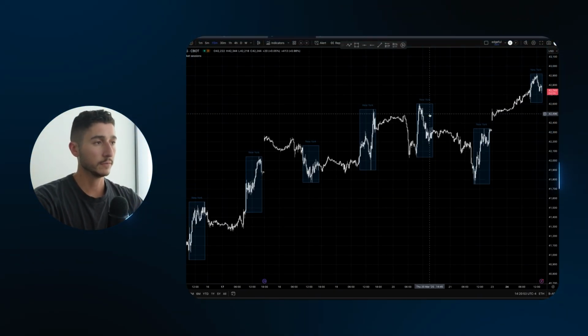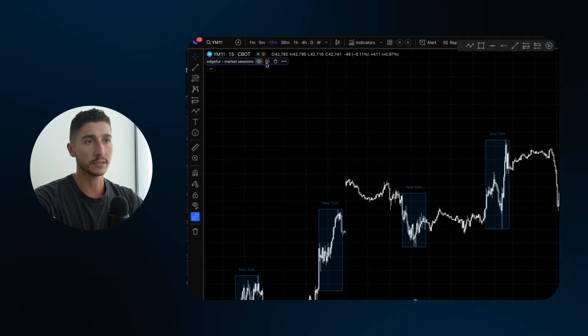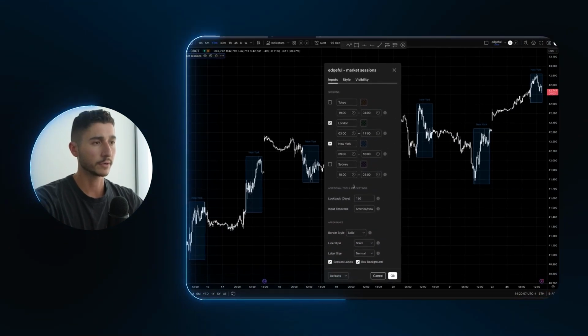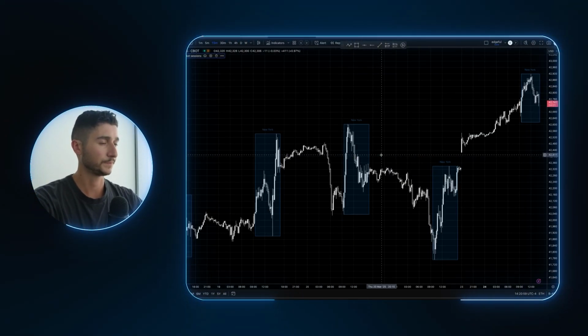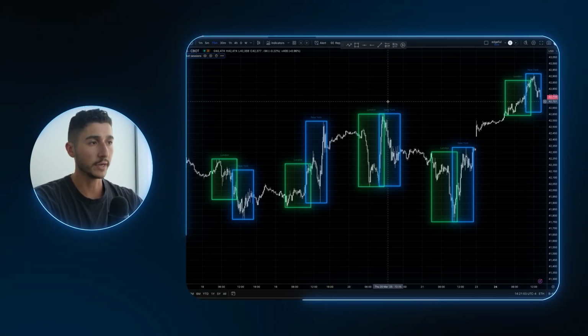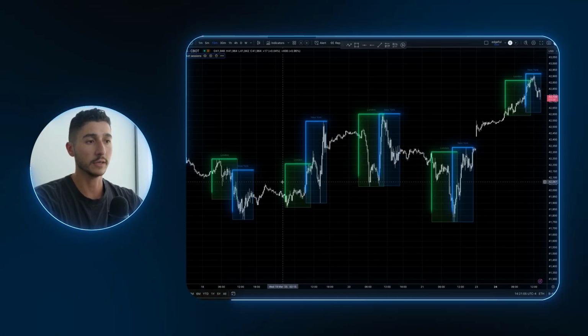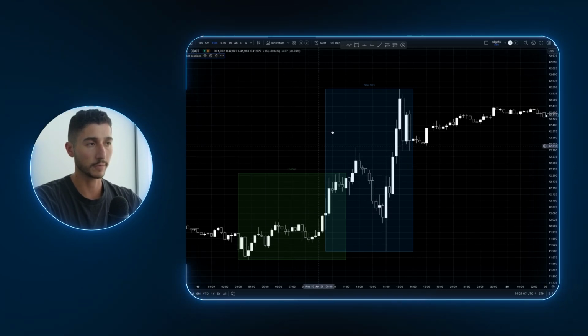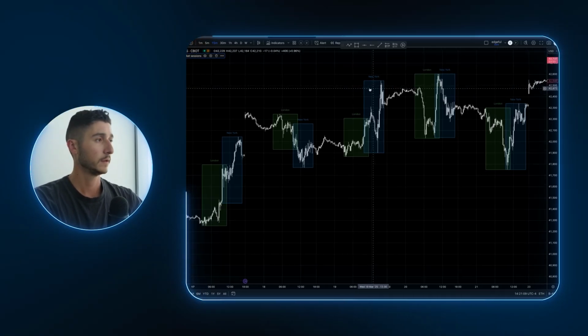Let's go to our TradingView, and then you can see I have the market sessions indicator on. I want to turn on my London session here. And now you can see that we have these green and blue boxes. These are the London, obviously, as you can tell right over here, and the New York session.